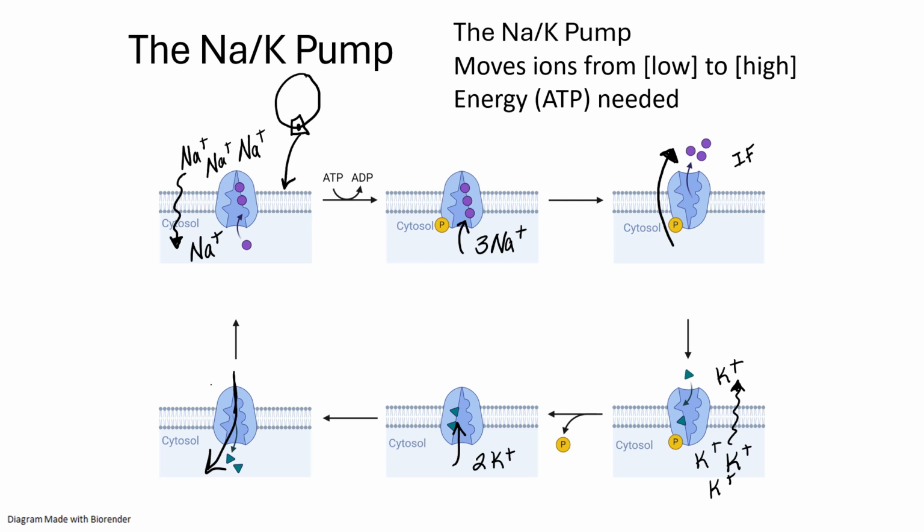And although we have 6 different pictures here, the pump does all of this in one fell swoop. It's one action, and the 5 ions move at the same time. But you can see from this picture that when the pump uses one ATP molecule, it moves 3 sodium cations per every 2 potassium cations.